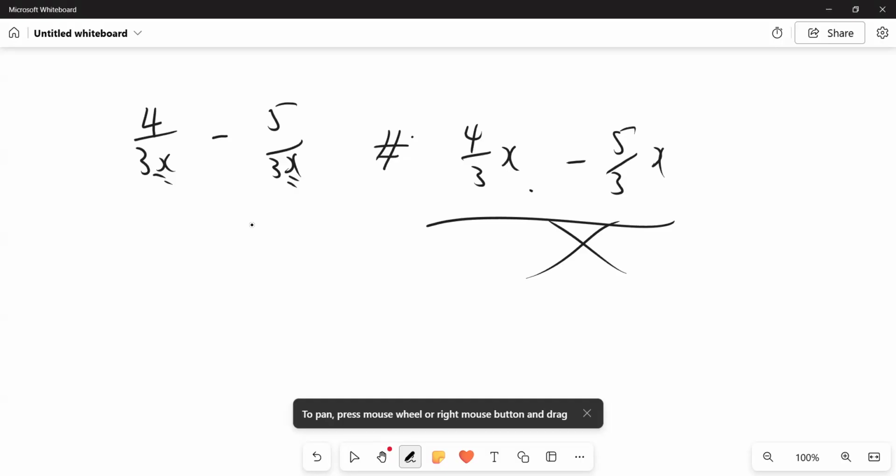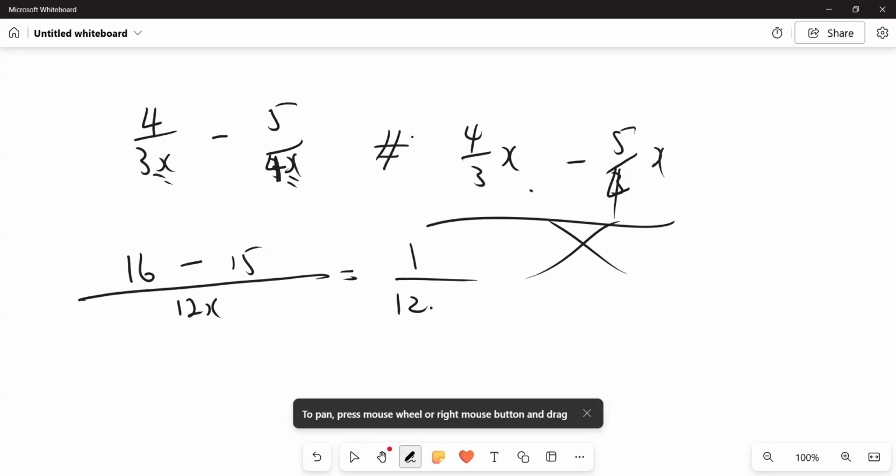So what you're seeing here, oh my, I think I should change the denominator. Let me go with 4 there, right? So again, what is your LCM? Your LCM is going to be 12x, right? So 3x into 12x will give us 4, 16. Put your minus sign. 4x into 12x will be 3. 3 times 5 is 15, and you end up with 1 over 12x.